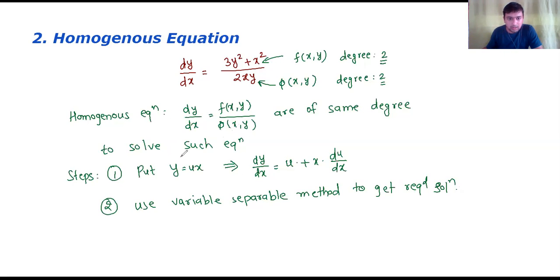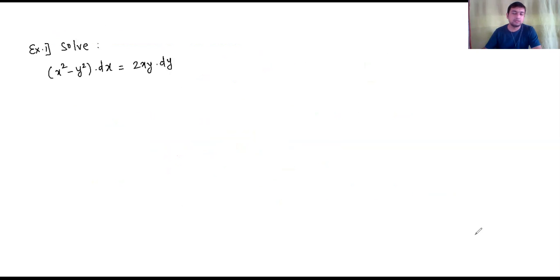You have to put y is equal to u into x. U is any variable again. So what will dy by dx become? U plus x into du by dx. So you have to put the value of dy by dx in the given differential equation and then use the variable separable method. When we solve a problem, this will become clear to you. Okay, let us see one example to get a clear idea of this.